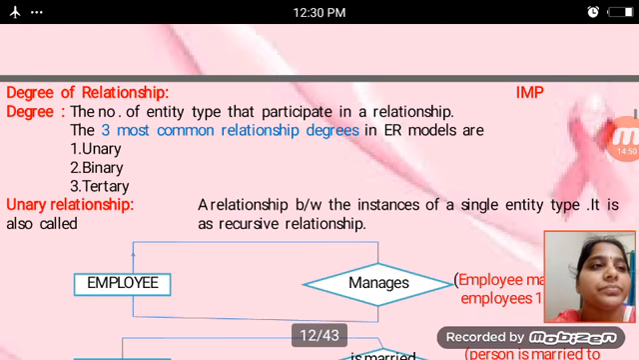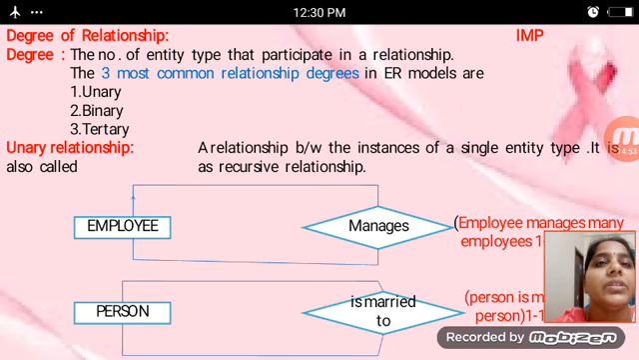After that, the next topic is degrees of relationship. What is a degree? The degree is the number of entity types that participate in a relationship. The three most common relationship degrees in ER models are the unary relationship, the binary relationship, and the ternary relationship.